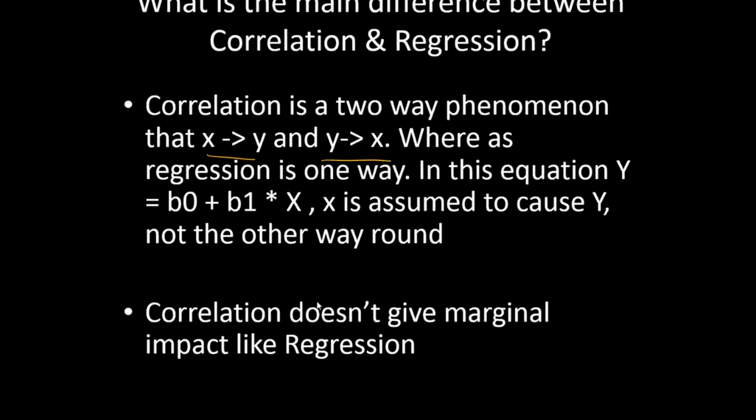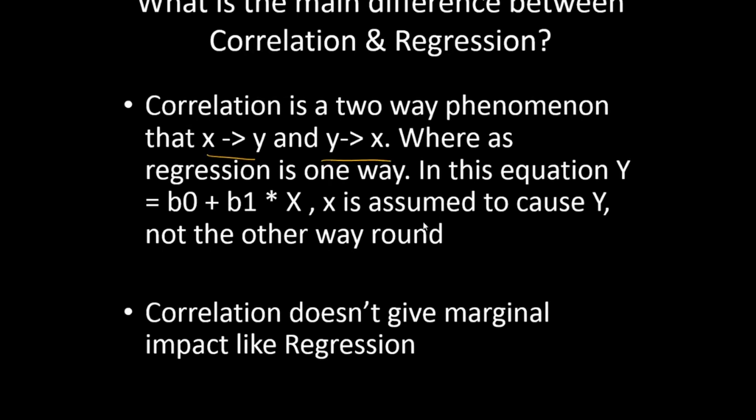The second difference is that a correlation doesn't give marginal impact. That means if we know that two variables are correlated, we cannot say that if we increase one of these variables, say x, by 1 unit, what will be the corresponding impact on y. That's not possible from the correlation. But in regression, you can always find out the marginal impact.